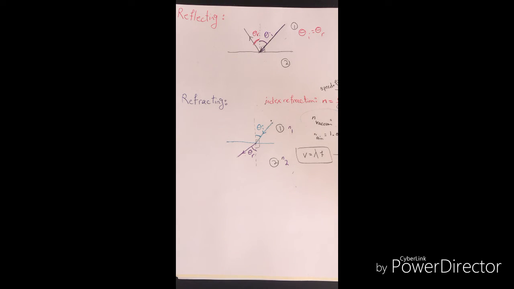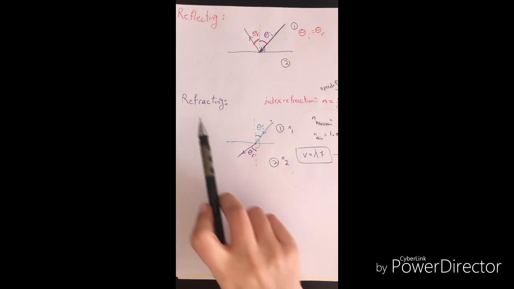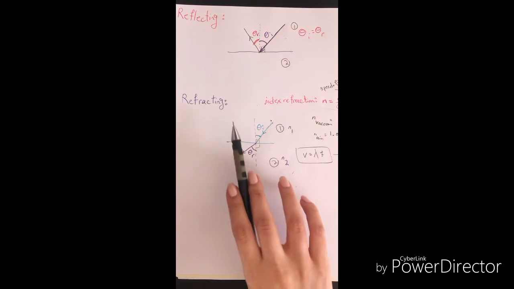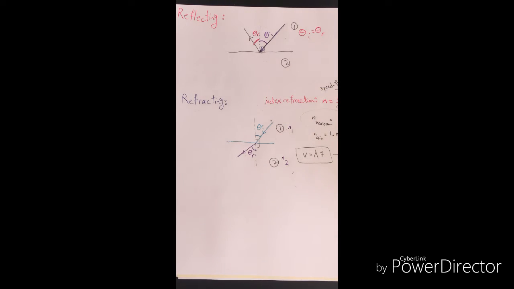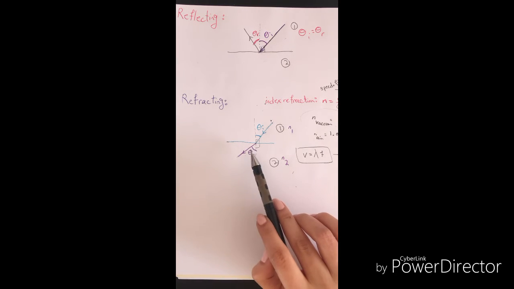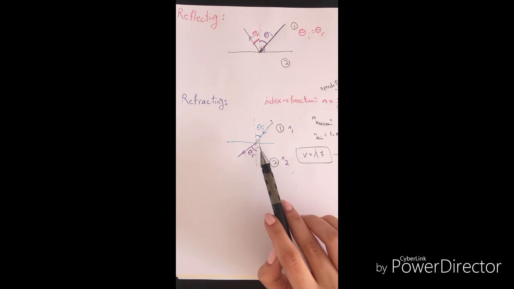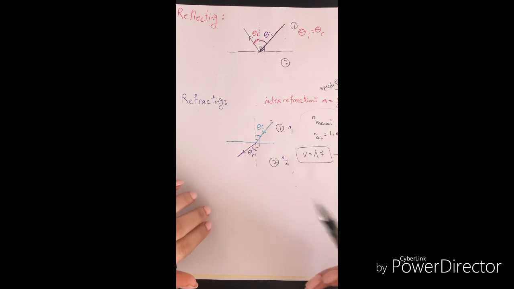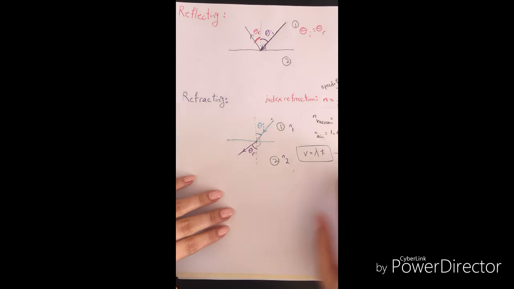Okay, so this is refraction and reflection. Now, I want to talk more about the angles of the refracting. The angles of the reflecting are equal, but the angles of the refracting are not equal. So now I want to talk about the angles of the refracting. Okay, so we have one angle which is called the critical angle. Now, what's the critical angle?